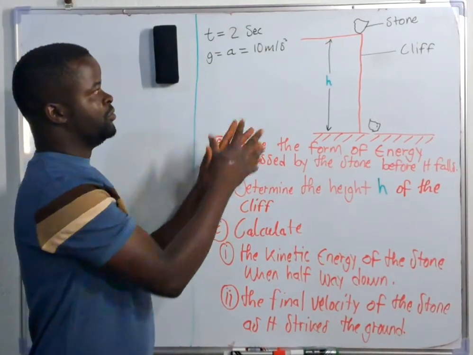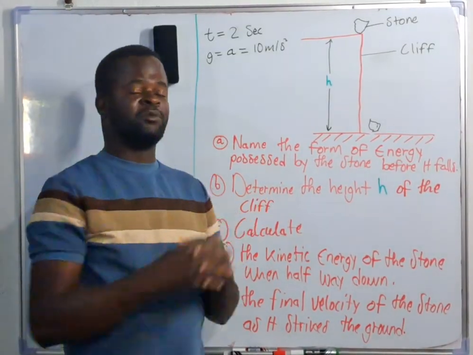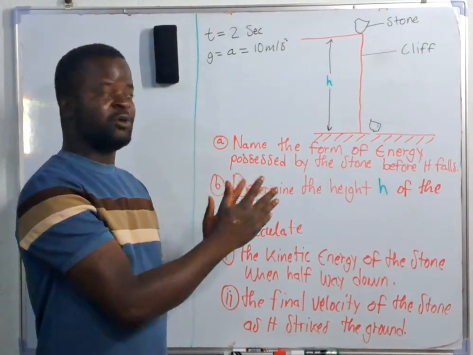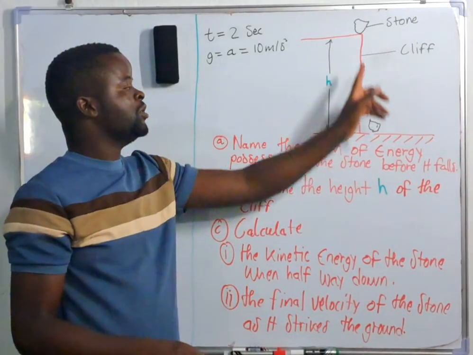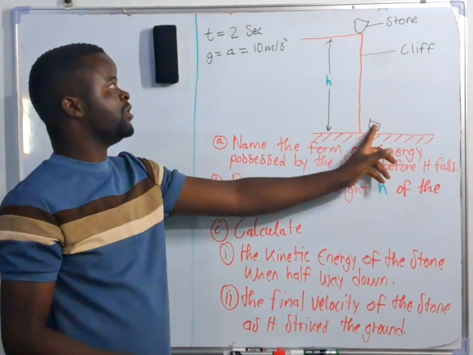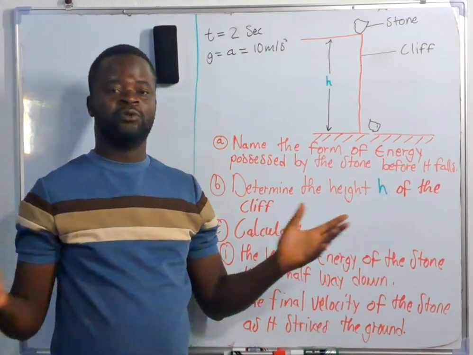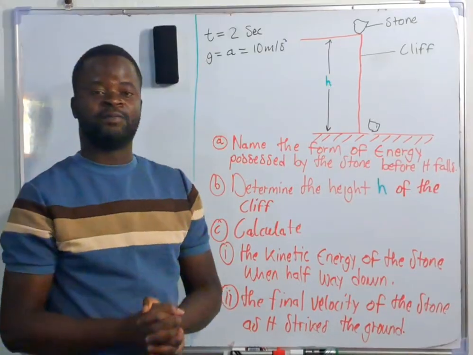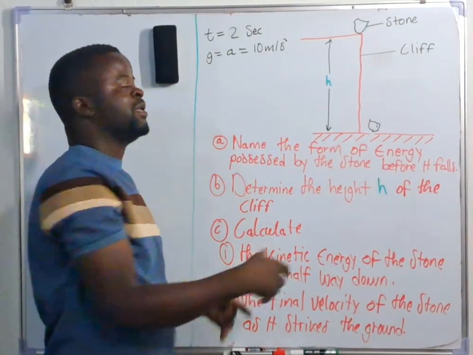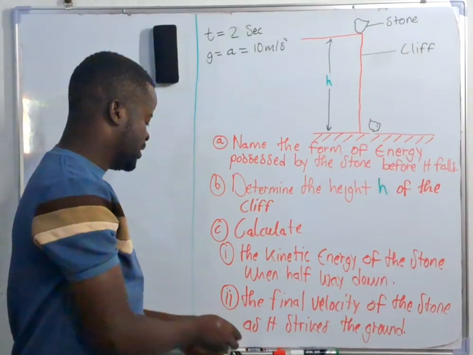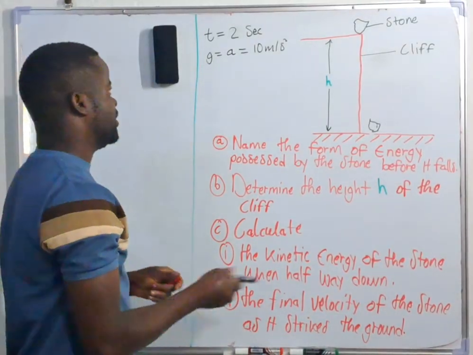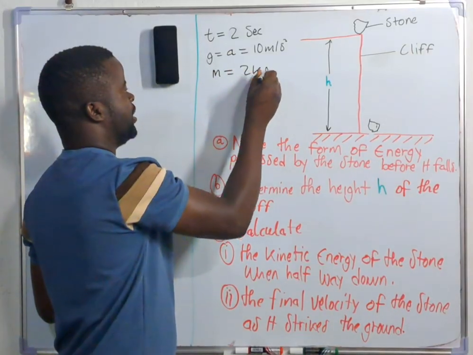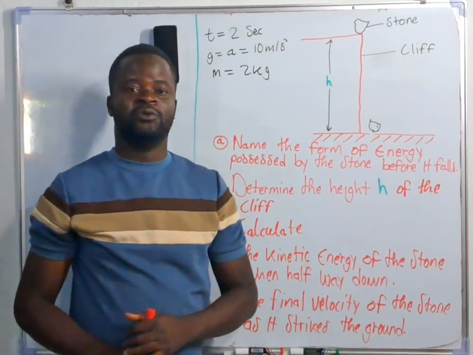Due to the size of the board, the statement of the question is not included, but I'm going to make you understand what is happening on this particular question. Remember that the stone took 2 seconds to fall from this point up to this point. So the time which is given here is 2 seconds. Therefore, acceleration due to gravity is 10 meters per second squared. Remember that the stone has a mass of 2 kg. So mass is equal to 2 kg. Now, let's proceed to question A.